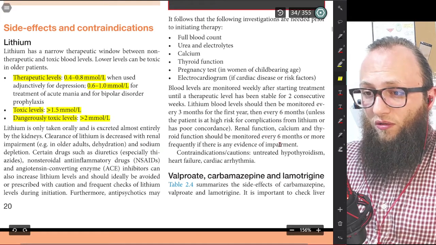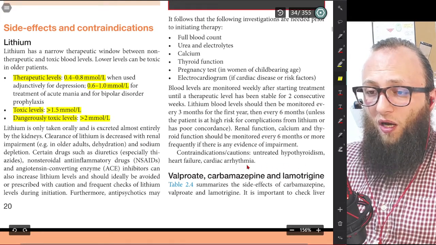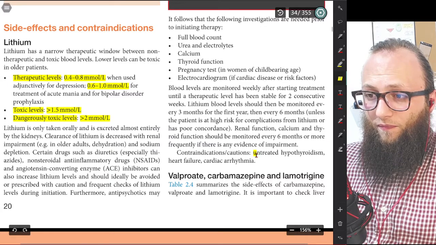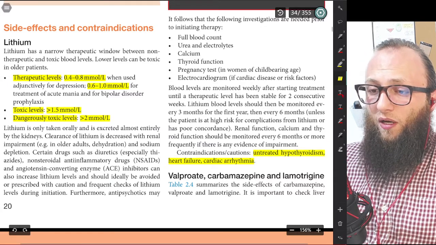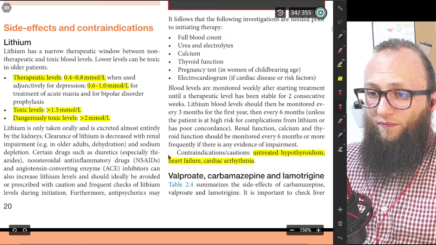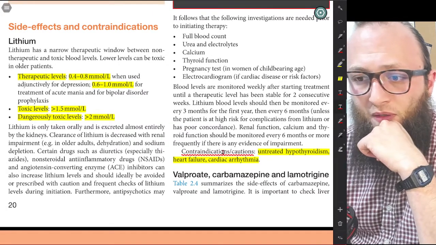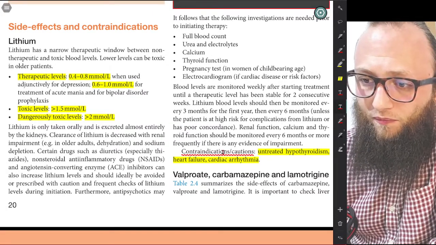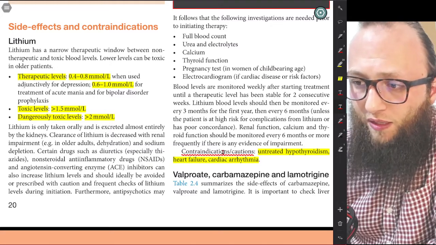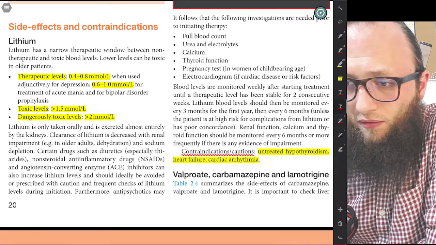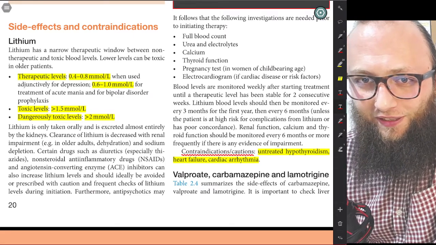Contraindications and cautions: untreated hypothyroidism, heart failure, cardiac arrhythmias. So, what about valproate, carbamazepine, and lamotrigine? We'll talk about them.